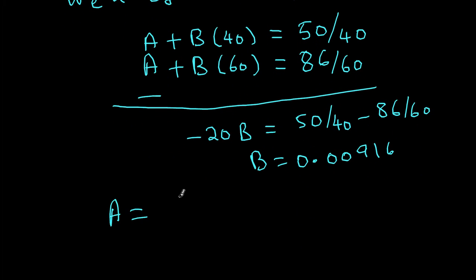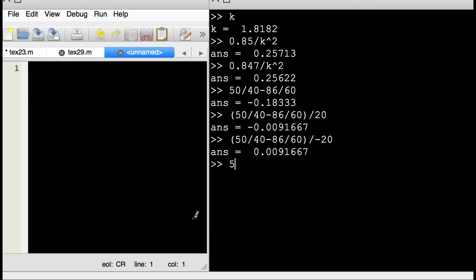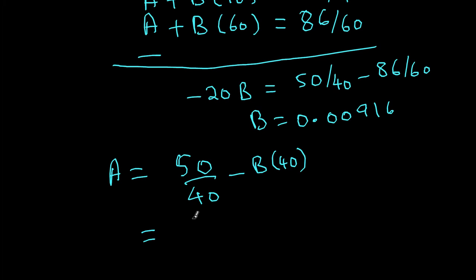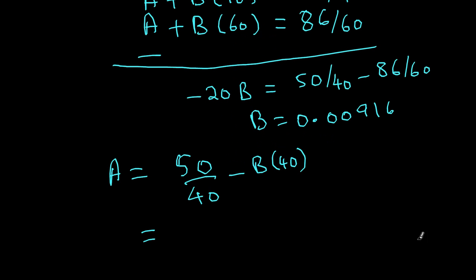So how to find what is A? So this is 50 by 40 minus B into 40. This is what is A. So that is nothing but 50 by 40 minus answer into 40. So A is 0.8833.